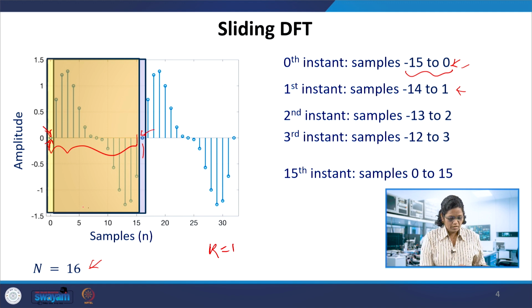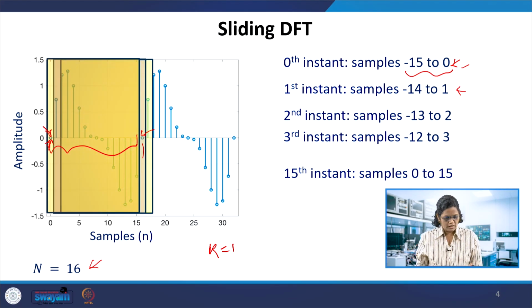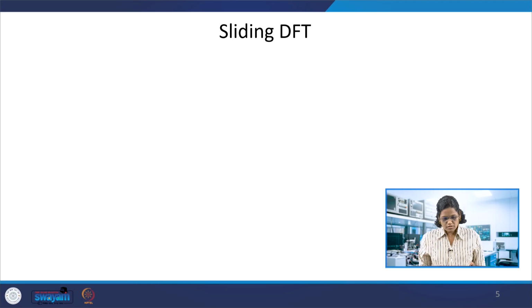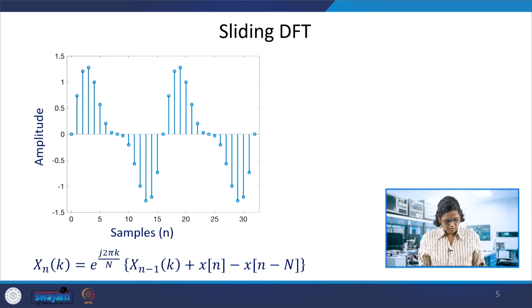So in the current window, I make use of the previous window DFT, subtract the sample which was there, and add the sample which is coming in. This can happen only when you have a full cycle. We take this as the next window, and then it moves on in the particular direction. With this, we can write the equation of the DFT.